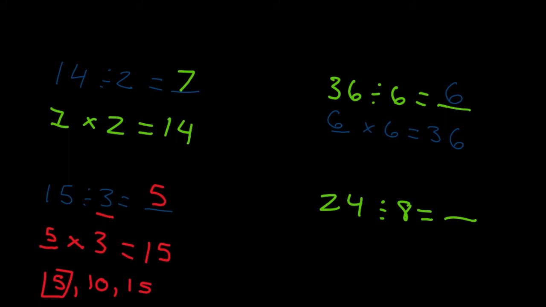Now time for this one. 24 divided by 8. Well, let's see. We have the blank number times 8 equals 24. Now the answer with this would be 3. So then 3 times 8 equals 24. And then since 3 is the blank number, this would be 3.